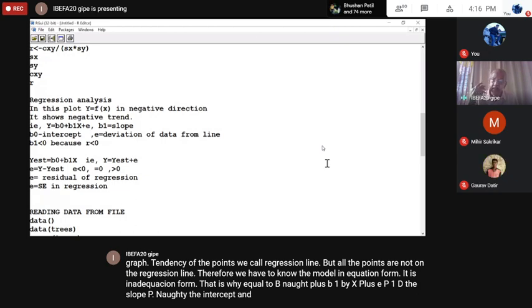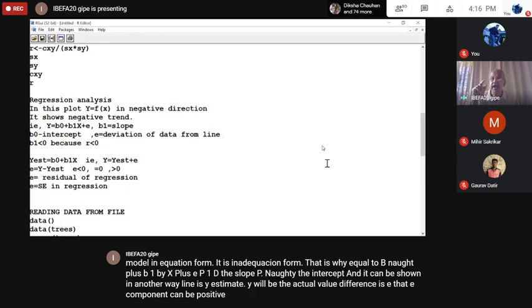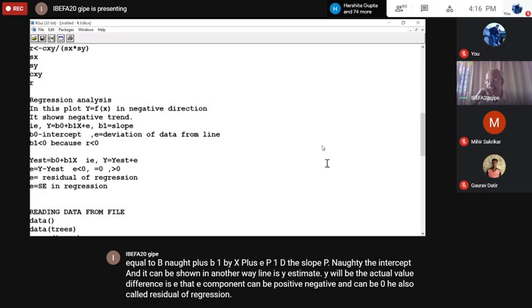And it can be shown in another way. The line gives y estimate, y is the actual value, and the difference is e. That e component can be positive, negative and can be 0. e is also called the residual of regression. It may also be denoted by the standard error of regression.